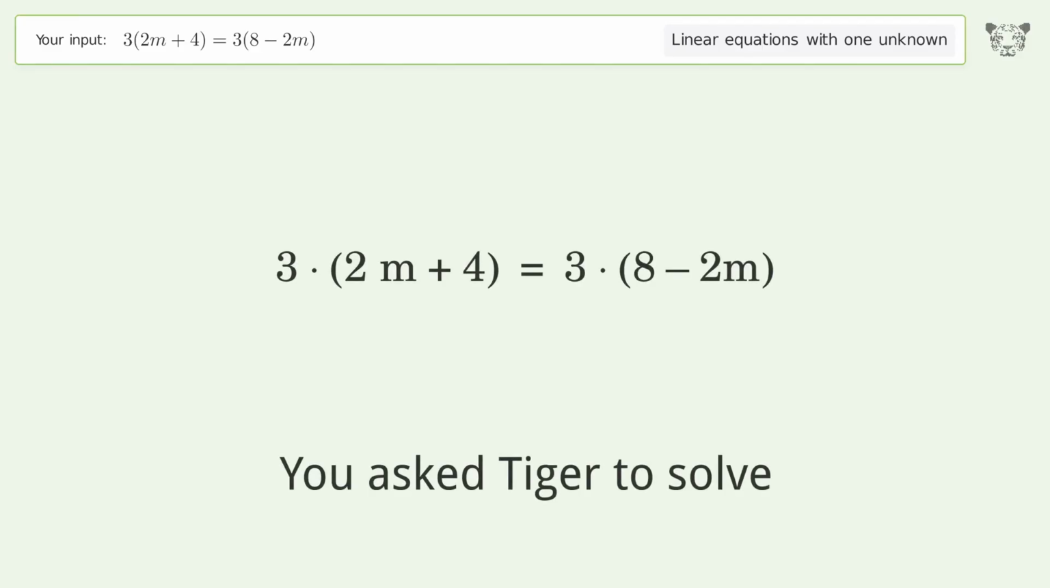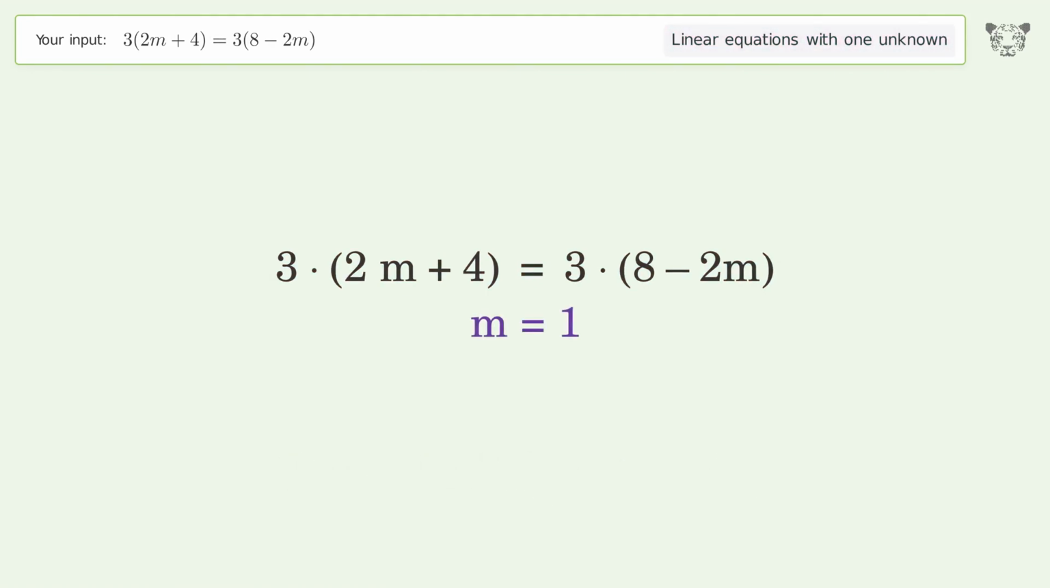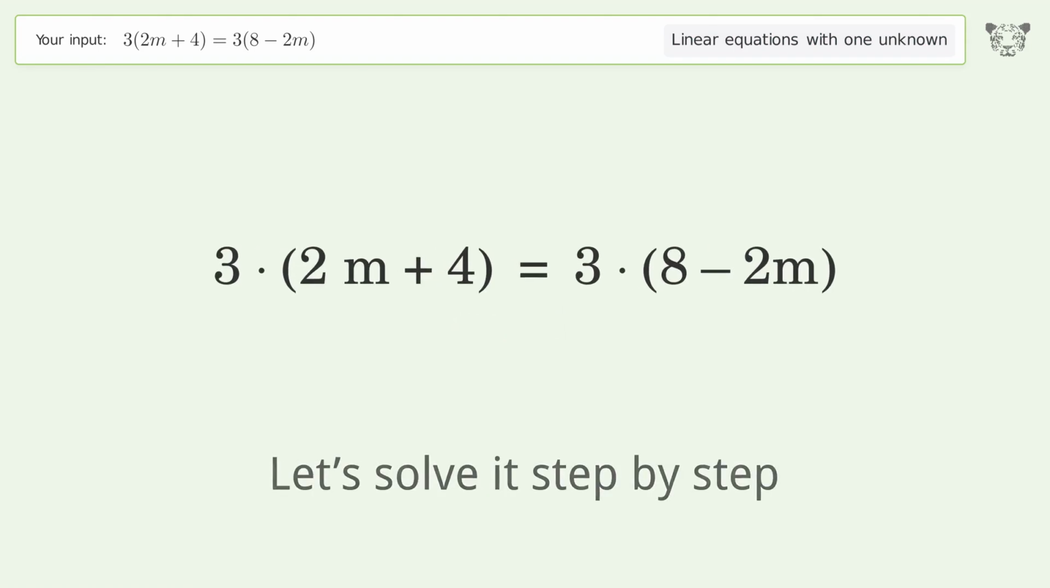You ask Tiger to solve. This deals with linear equations with one unknown. The final result is m equals 1. Let's solve it step by step.